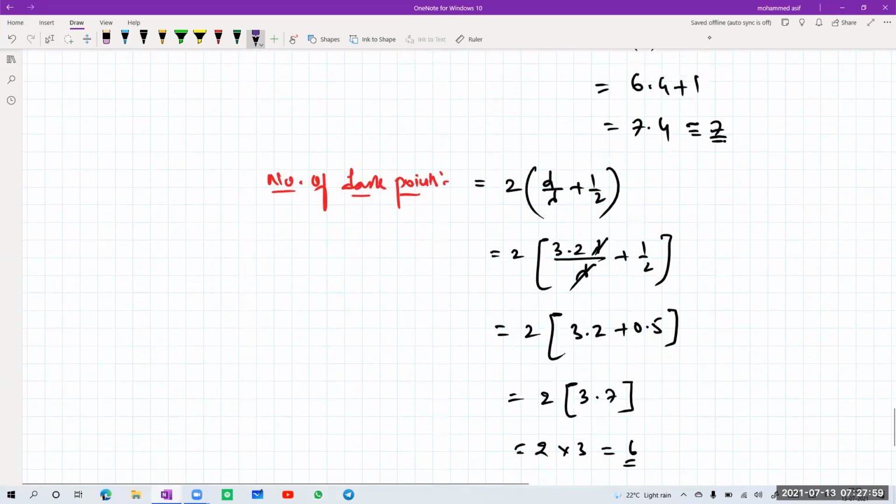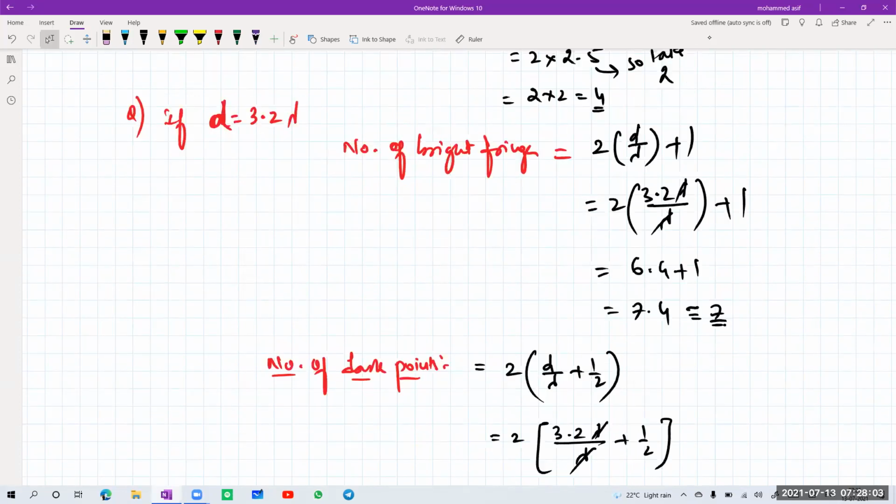Okay. Is that clear for everyone? How to calculate the number of maxima and number of minima? Is it clear? Yes, sir.